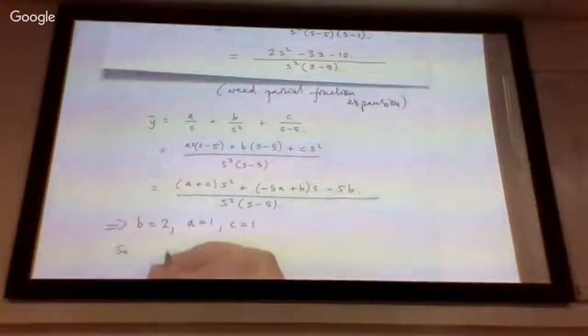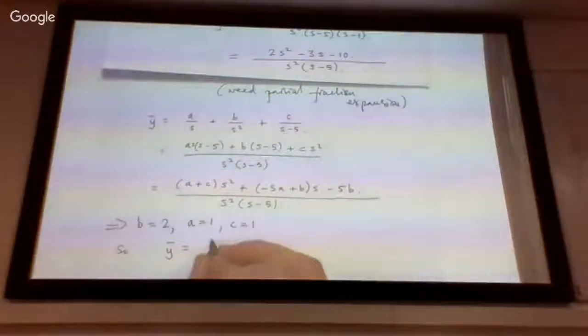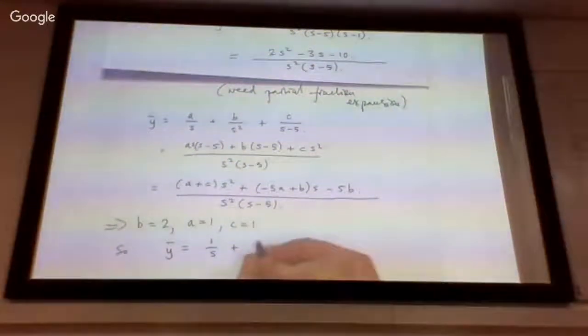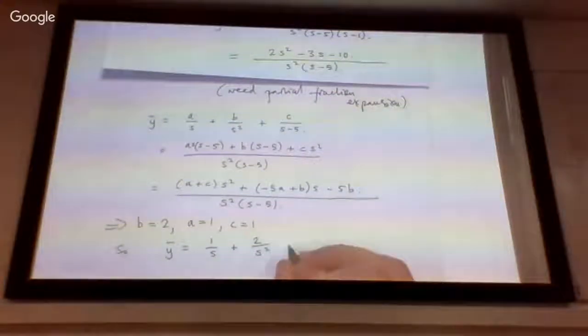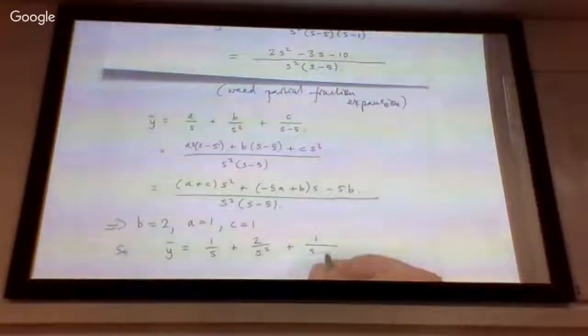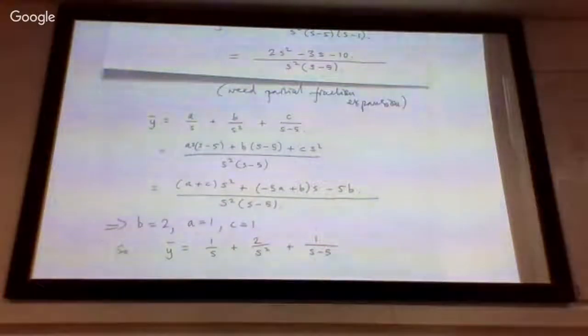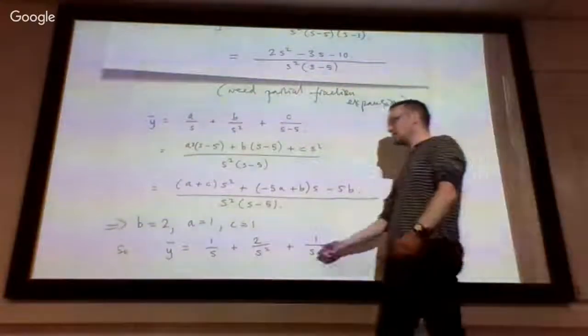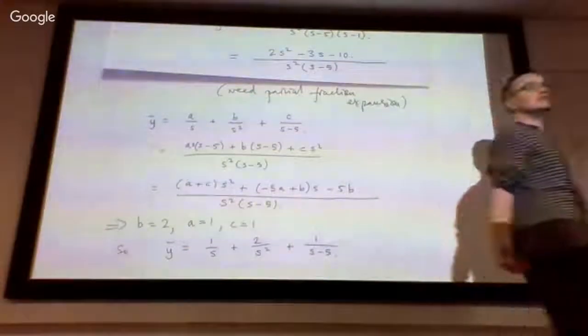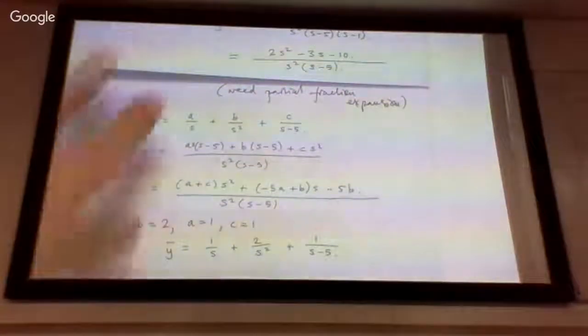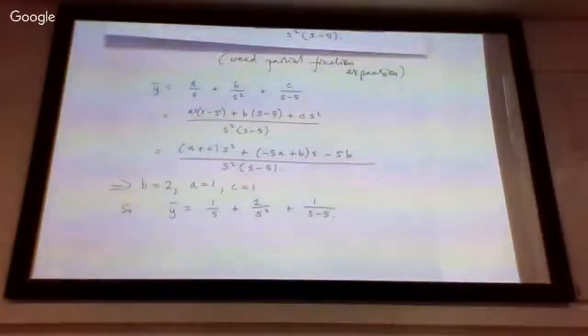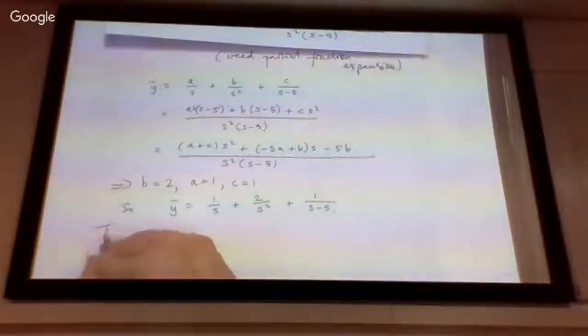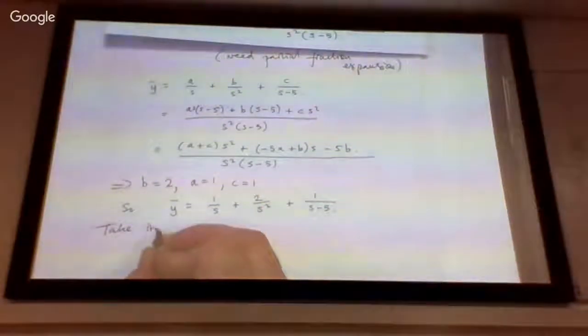So y bar is 1 over s plus 2 over s squared plus 1 over s minus 5. This is good. These nice, simple, rational functions, or constant multiples of them, are all on the table. So we can apply step 4 now. So we can take inverse transforms.